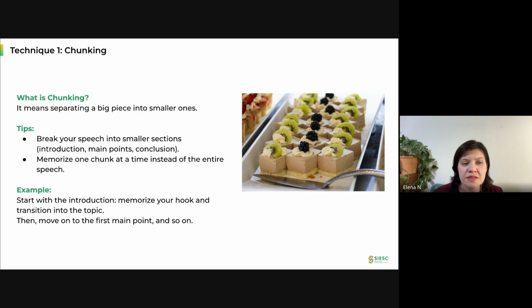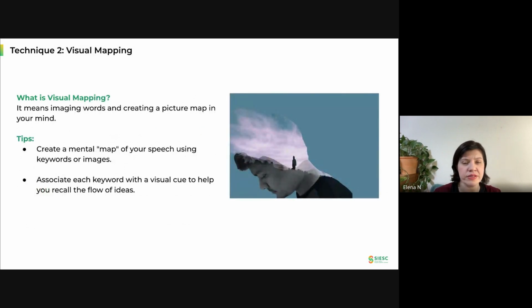So start with the introduction, memorize your hook, and transition into the topic. Then move on to the first main point, and so on. So step by step. Second technique is visual mapping.